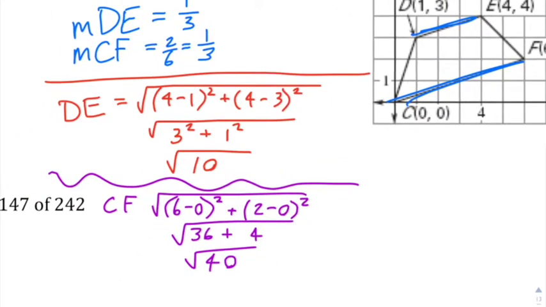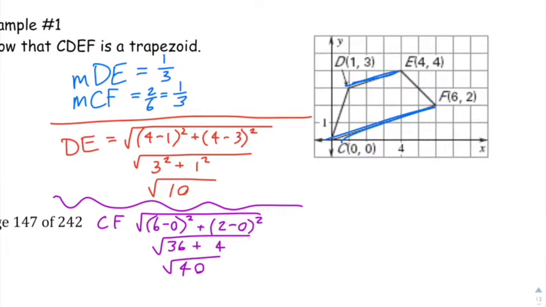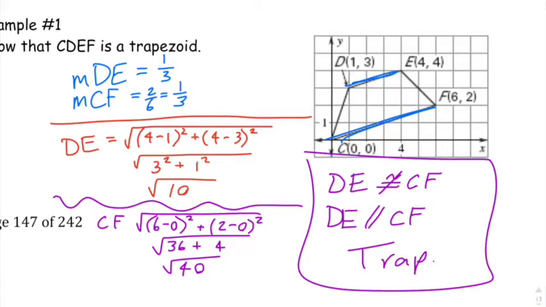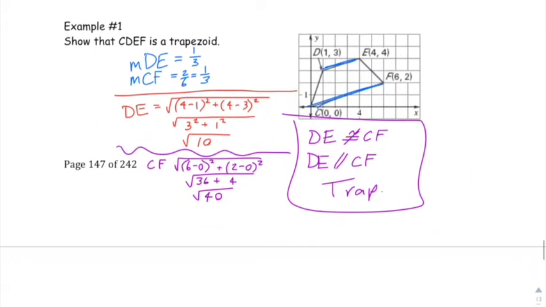So that right there you can break down in the simplest radical form, but I definitely know the square root of 40 is not the same as the square root of 10. So now that we've shown that DE is not congruent to CF, but they're parallel, that means this has to be a trapezoid. So there you go. That's kind of what we need to see there for verification.